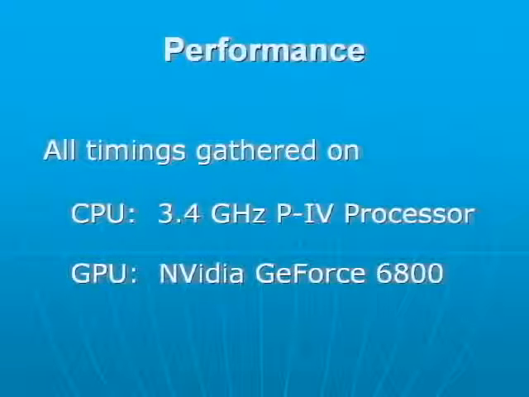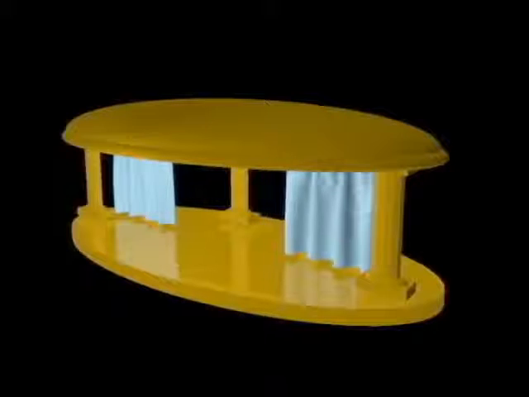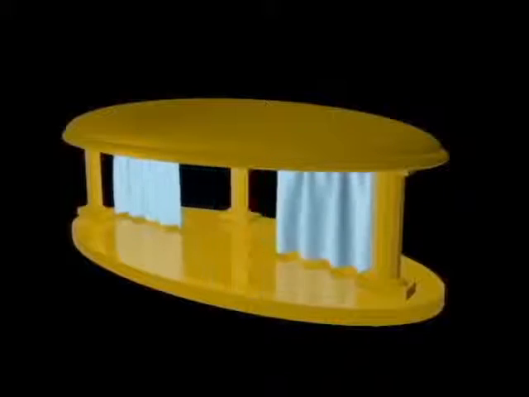We have implemented our algorithm and tested it on a high-end PC with a 3.4 GHz Pentium 4 processor and an NV6800 graphics card. In this example, each step takes about 100 to 150 milliseconds to perform collision detection for the opening curtains.